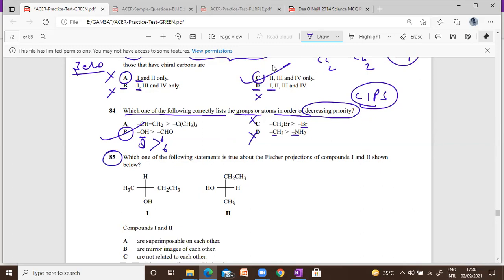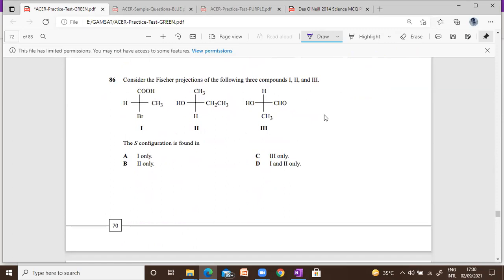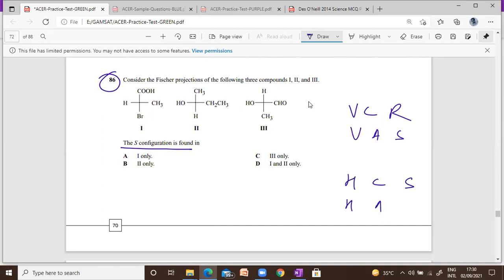I will not discuss 85 right now because it is based on a different concept. What about 86? The question is, which should be S configuration? Find R and S. This is about Fisher projection, and Fisher has two rules. VCR, so vertical anticlockwise will be S. HCS, so horizontal anticlockwise will be R.